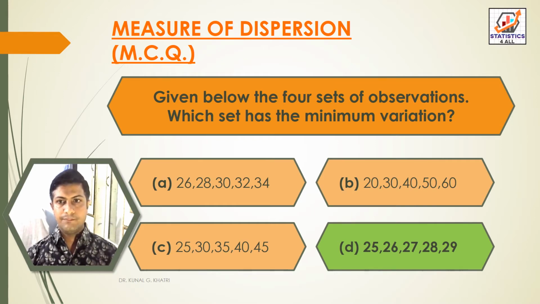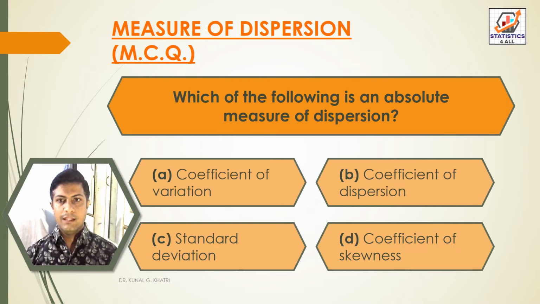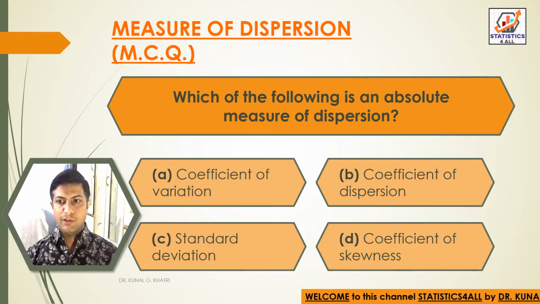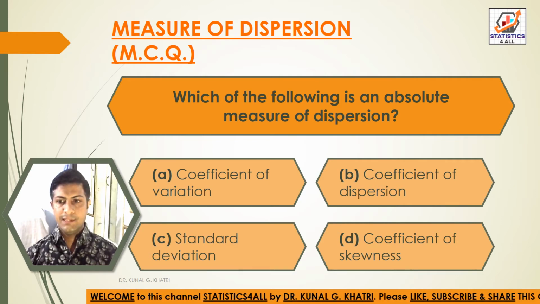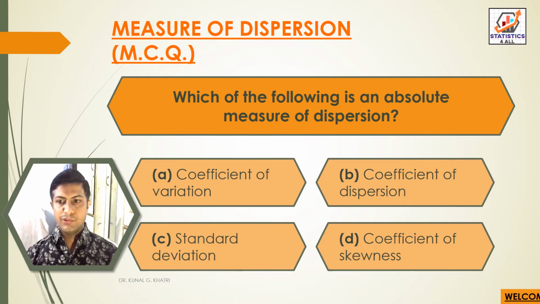Next question, which of the following is an absolute measure of dispersion? Option A coefficient of variation, option B coefficient of dispersion, option C standard deviation, option D coefficient of skewness. So here we have answer option C standard deviation is an absolute measure of dispersion.